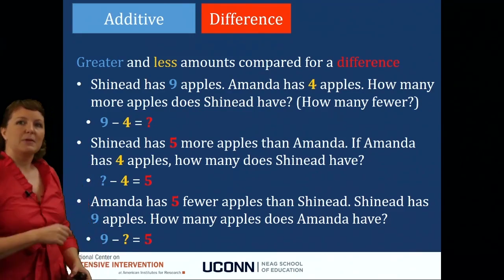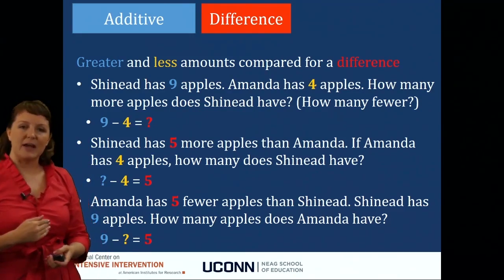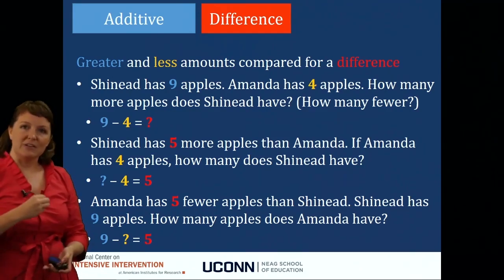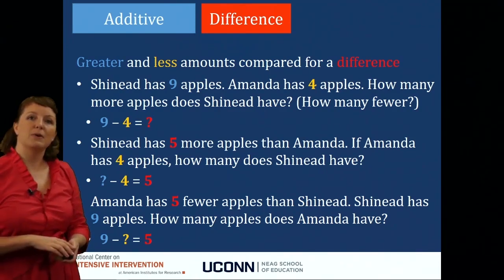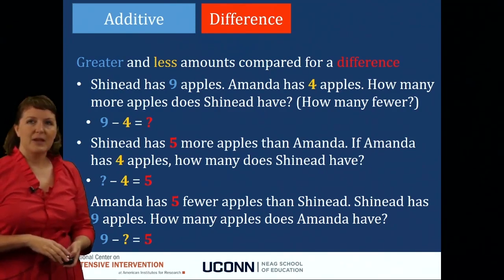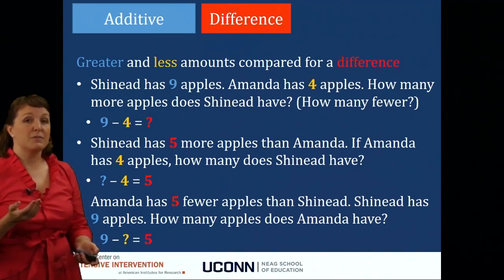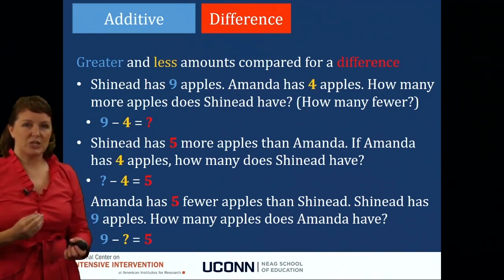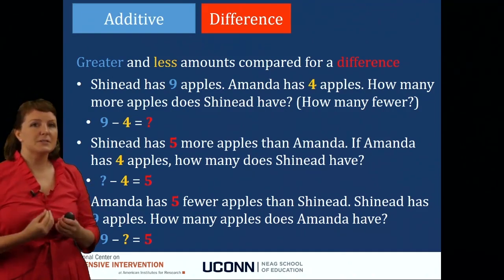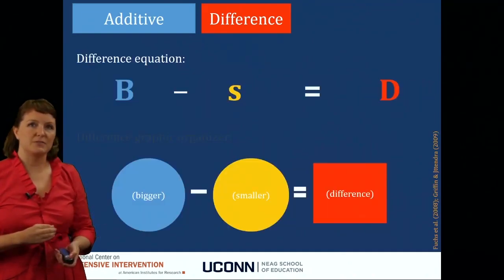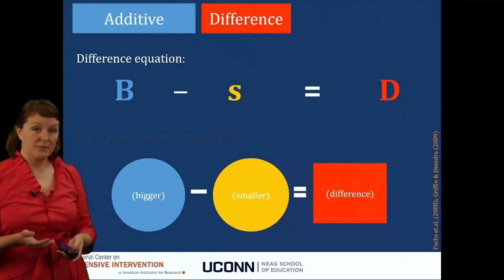And on this last one, Amanda has 5 fewer apples than Sinead. Sinead has 9. How many does Amanda have? So the same thing, we're given the difference, and we're given the amount that's greater, and here in this problem, we're asked to find the amount that's less. Now these look like 3 different problems, but they all have the same structure. They are all difference problems because we have a bigger amount and a smaller amount, and we're comparing those amounts for a difference.